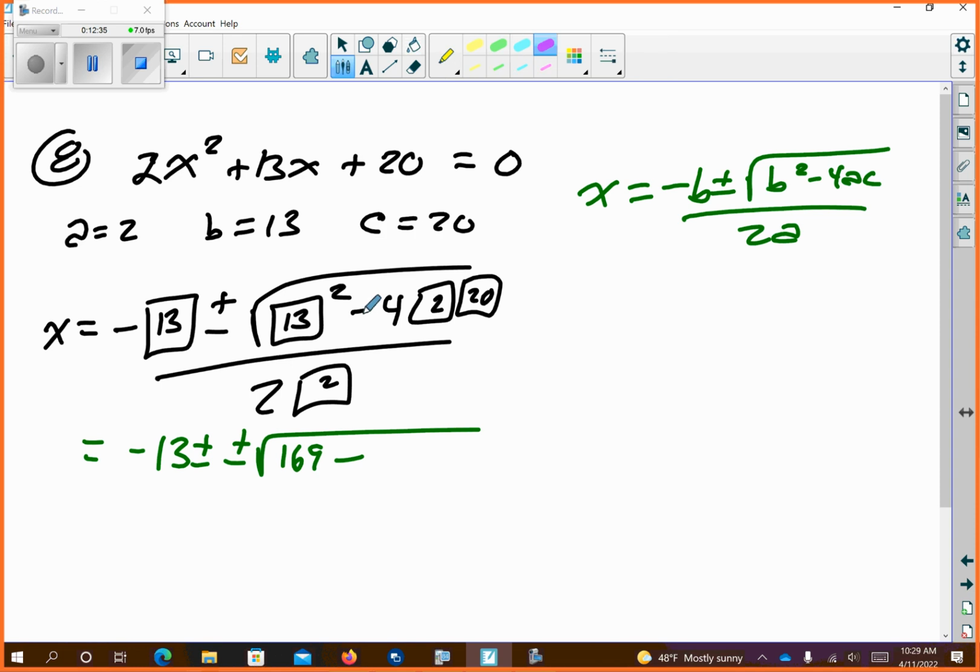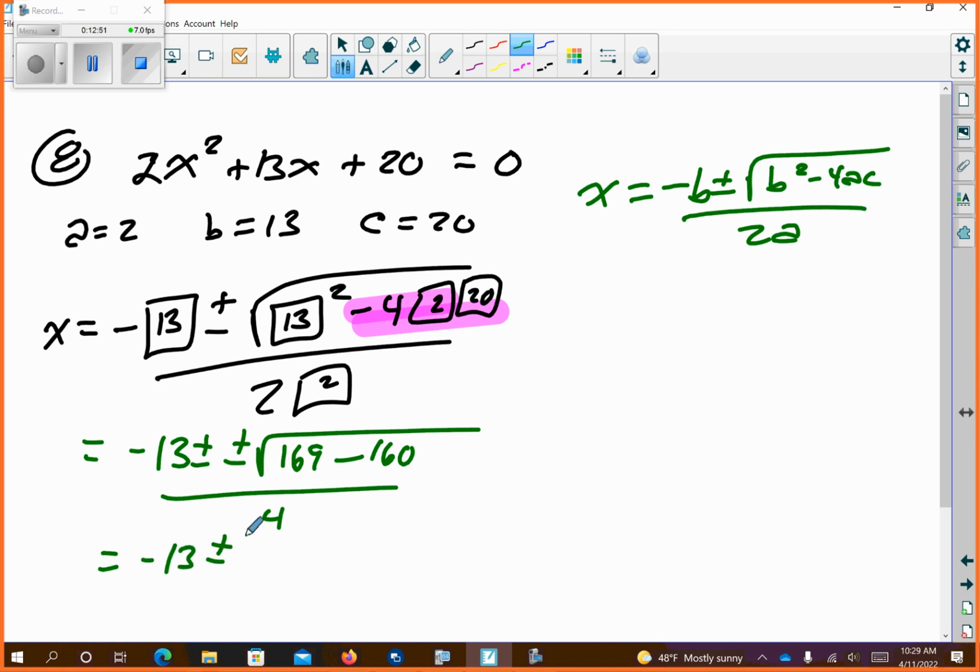So let's go through this. Negative 4 times 2. Negative 4 times 2, negative 8. Negative 8 times 20, negative 160. Good. All over 4. So I get negative 13.